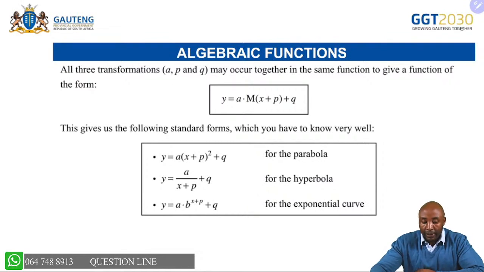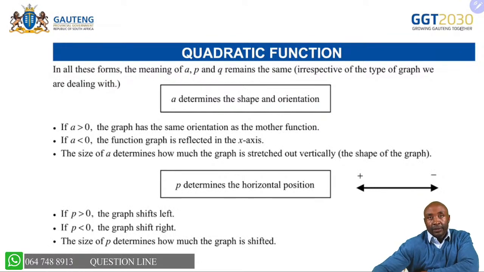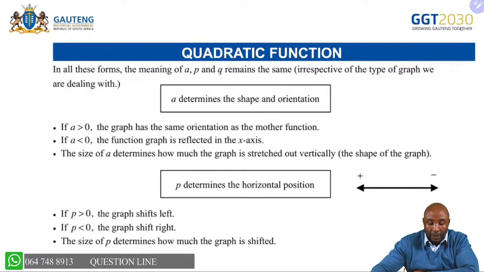And we are having the 3: parabola, hyperbola, and the exponential function. Now, from the above linear function, we have said A determines whether our function is increasing or decreasing. But for the next function, you will find out that A represents something else. As you can see, A will always affect orientation. P will always affect the shift to the left or to the right from the original y-axis.